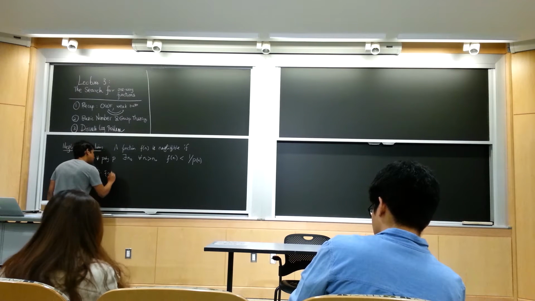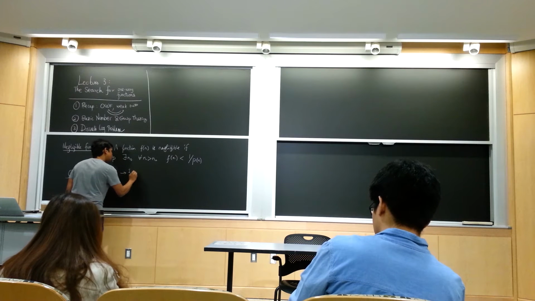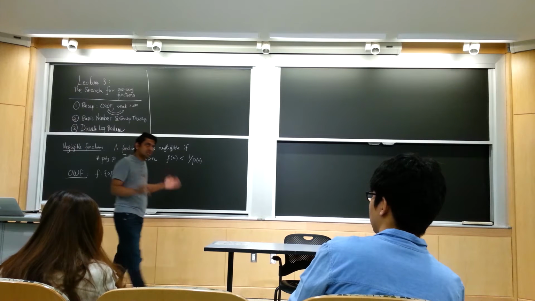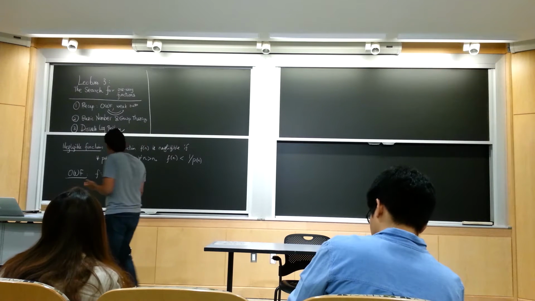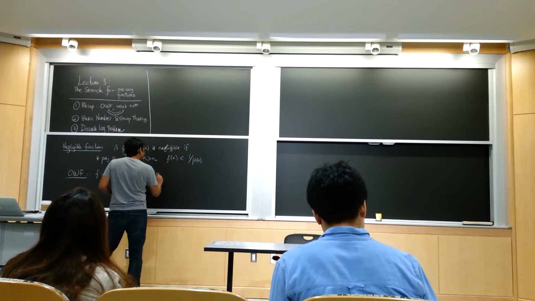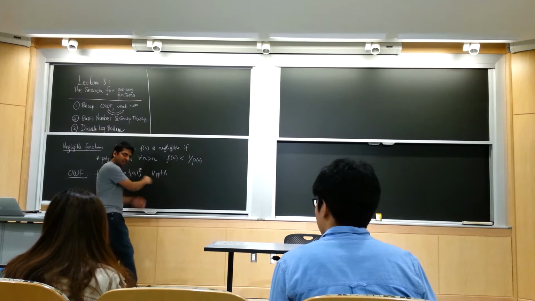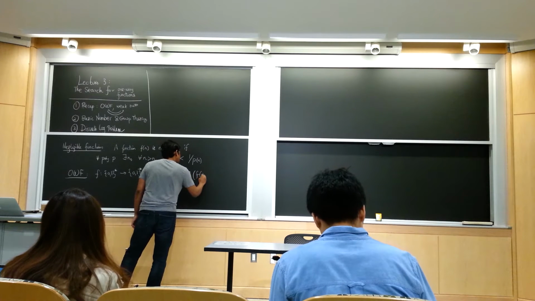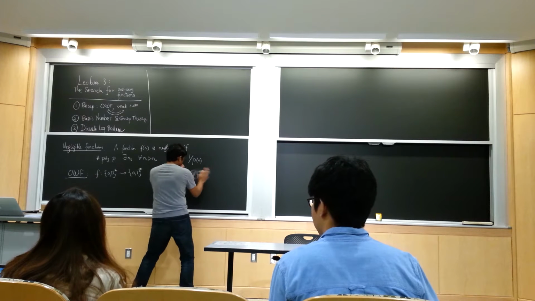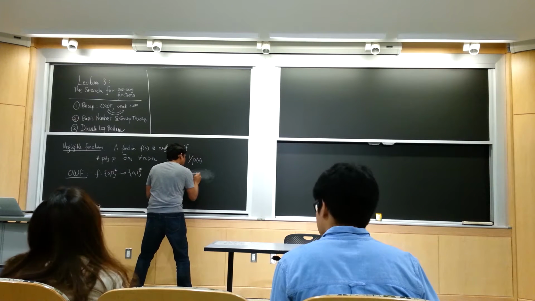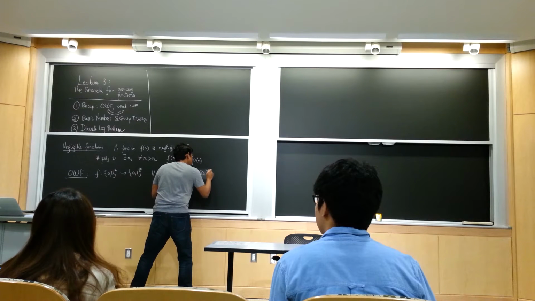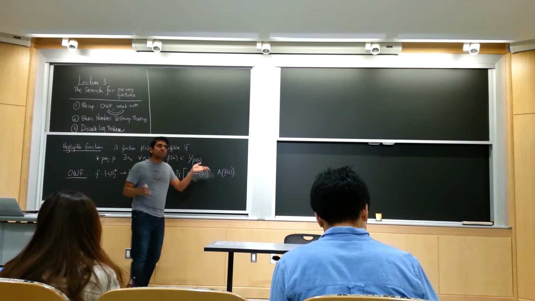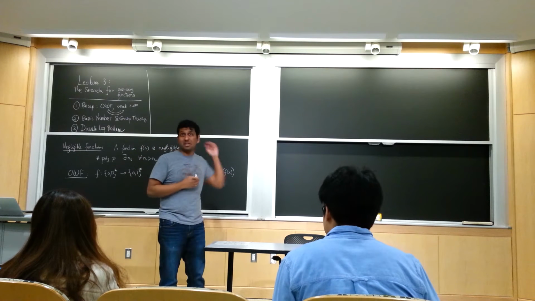So, your function takes strings to strings, and it extends to strings. And when is it called one-way? When no adversary, here's an adversary that will always appear in our games, the probability that A gets f of x, where x is chosen at random from {0,1}^n, A gets f of x, and he outputs x'. This is a success event of the adversary.